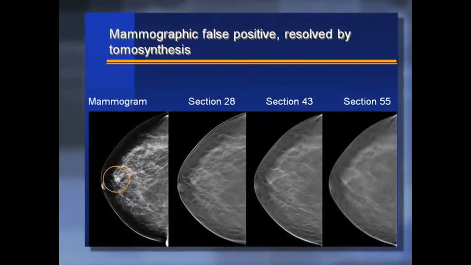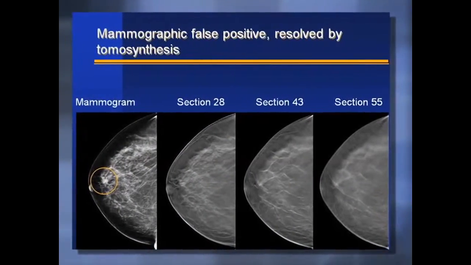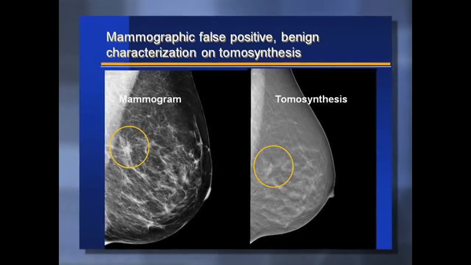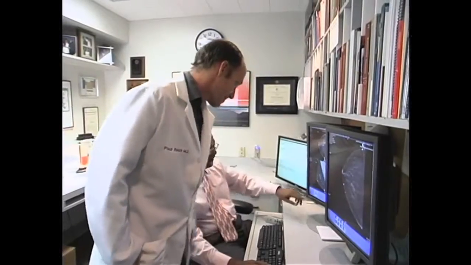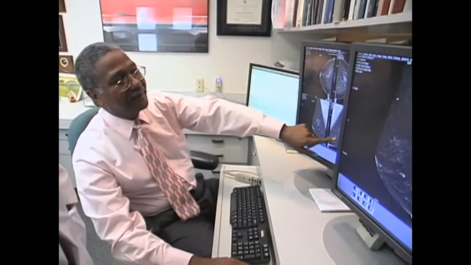When we call her back, that results in anxiety, expense, additional radiation exposure, and perhaps may even go to a biopsy, simply to prove that something is merely an illusion, and tomosynthesis helps us work that out. Here, on the order of 30 to 40% of callbacks may be eliminated by tomosynthesis based on research that was submitted to the FDA prior to its approval in February 2011.